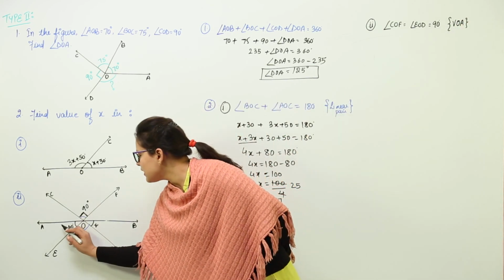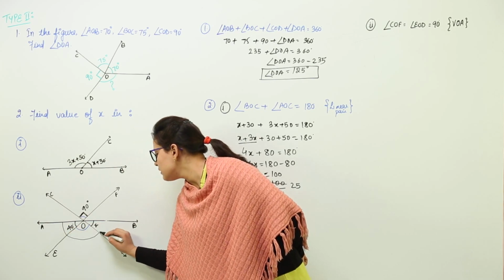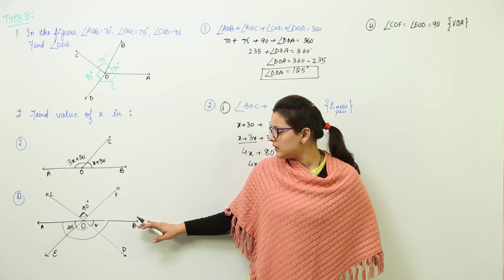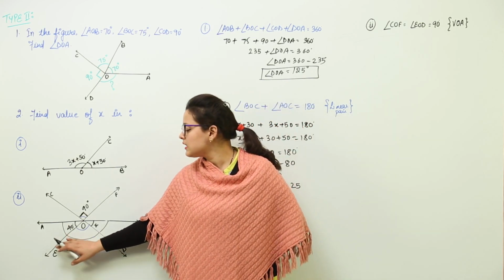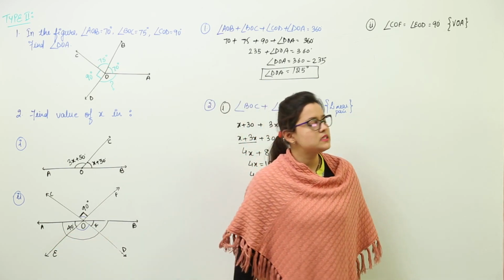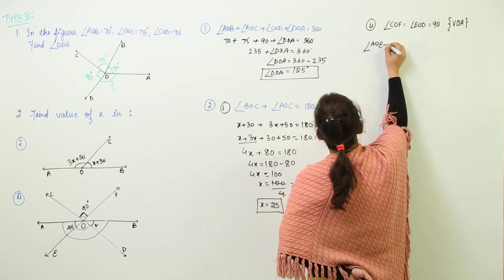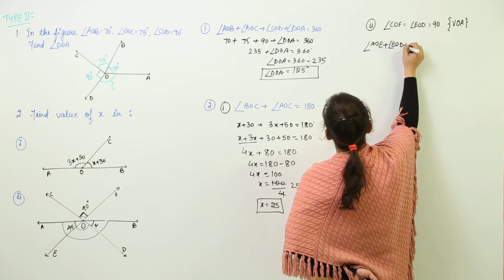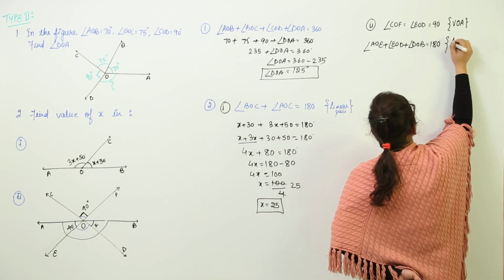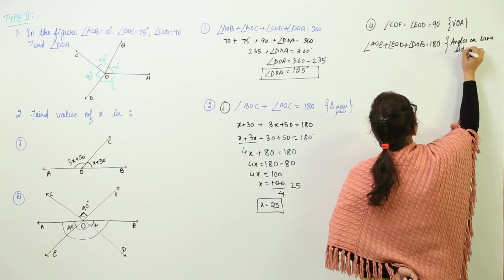Now you can check that angle AOE, EOD and DOB, all the three angles are lying on the same side of the straight line AOB. So when the angles are lying on the same side of the straight line, then they all add up to give you 180 degrees. So we can write that down. Angle AOE plus EOD plus DOB add up to give us 180 degrees. Reason being, angles on same side of a straight line.